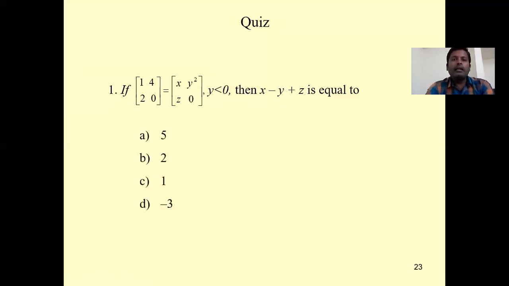Yes, we can do here equality of each element. X is equal to 1. Y square is equal to 4. Then z is equal to 2. And 0 is equal to 0. Here then we write x minus y plus z is equal to what? We get the result is 1.